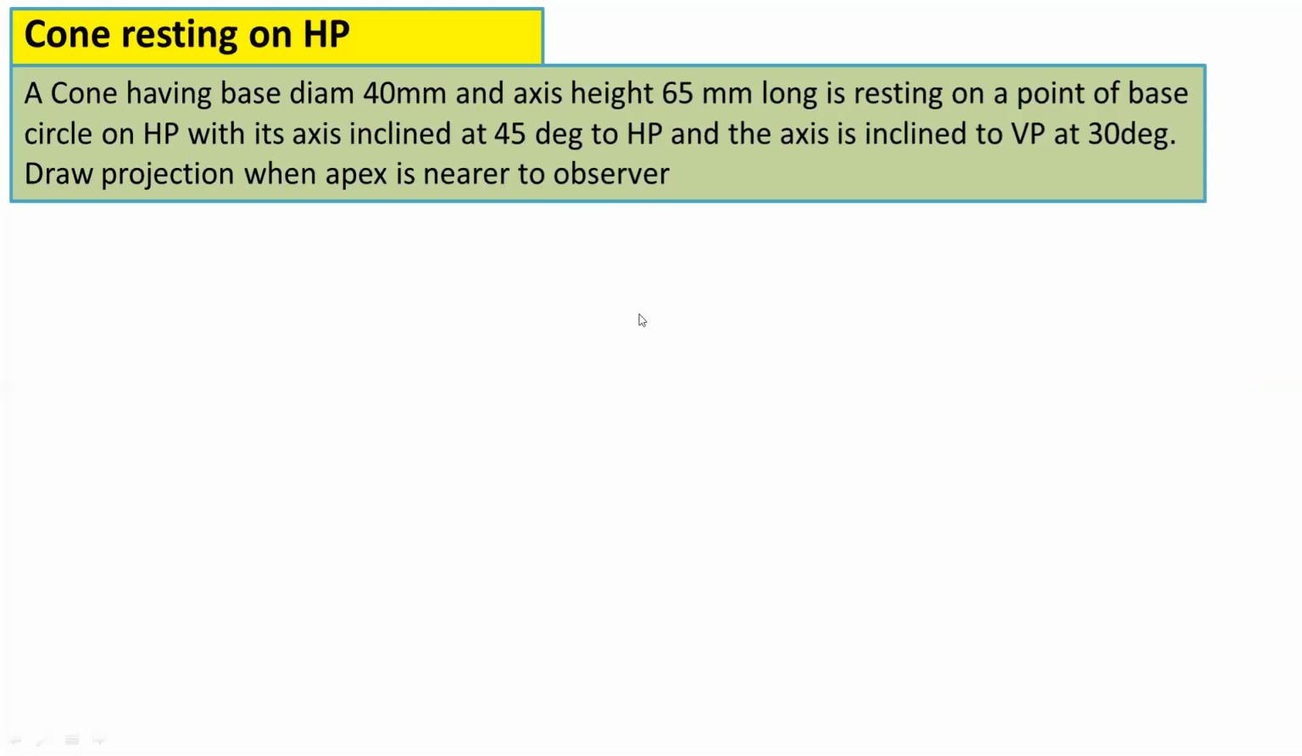So the first case that we will discuss, cone resting on the horizontal plane. So this is the problem statement. The condition given here is a cone having the base diameter 40 mm and axis height 65 mm is resting on a point of the base, that is a base circle, on the HP with its axis inclined at 45 degree to the HP and the axis is inclined to VP at 30 degree. Draw the projection when the apex is nearer to the observer.